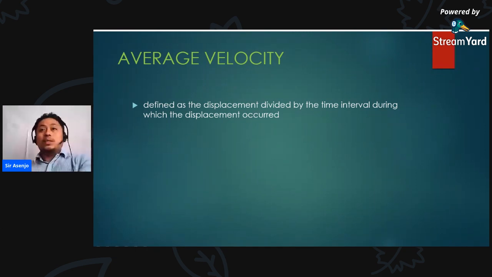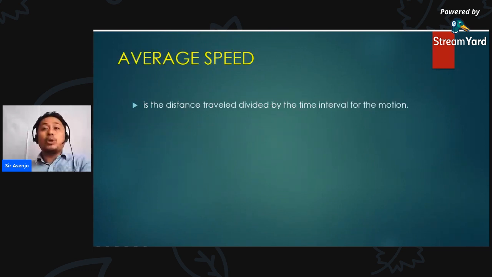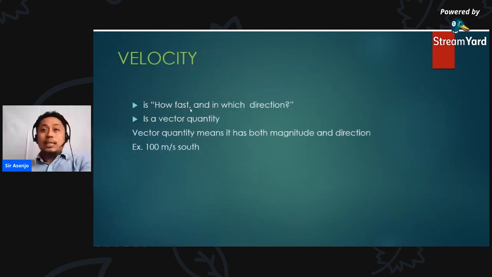Okay, so if you don't really understand the difference between displacement and distance, you need to have a review on displacement and distance. This is just a review, so we're not going to focus on that. But remember, displacement is a vector quantity and distance is a scalar quantity. When we talk about average velocity, we are going to use the word displacement, divided by the time interval during which the displacement occurred.